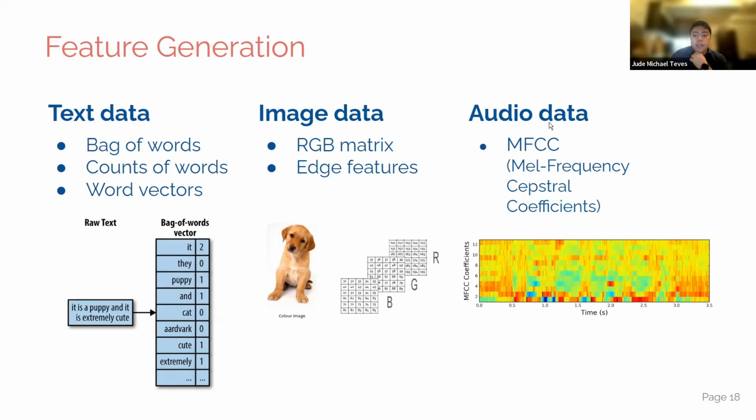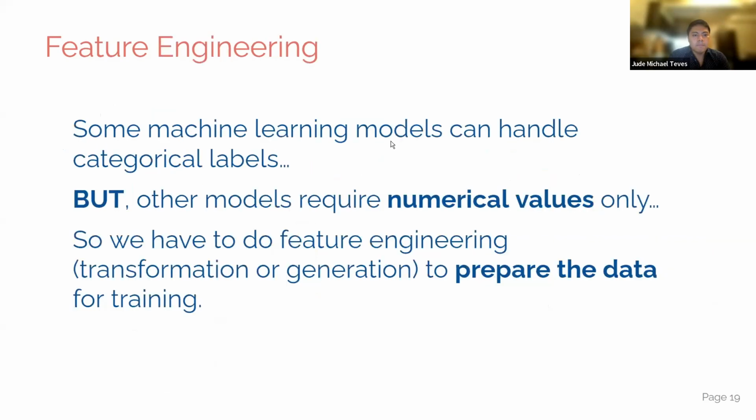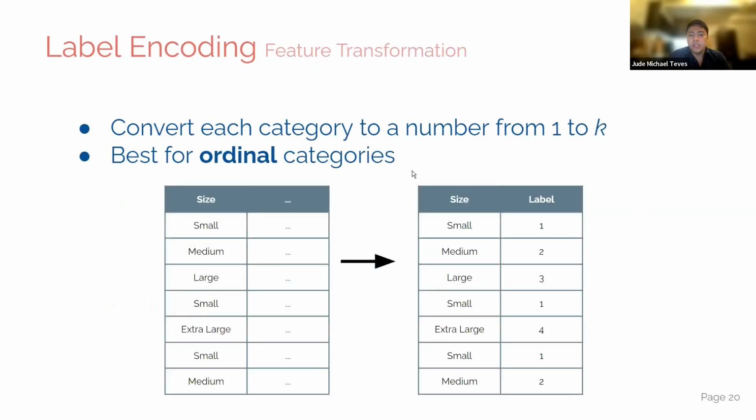As for audio data, you typically do MFCC, or mel frequency cepstral coefficients. So you transform the original raw signal, which is in time domain, and then you convert it into this. Now you could feed it into your machine learning algorithm. Okay, what else? I already mentioned this. They do require numerical values. So you have to do feature engineering to prepare it for machine learning training.